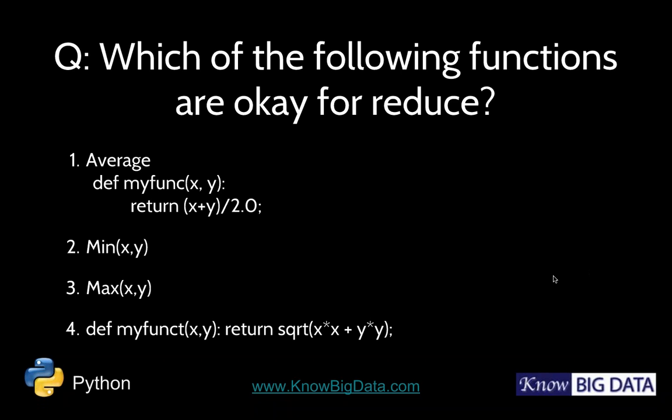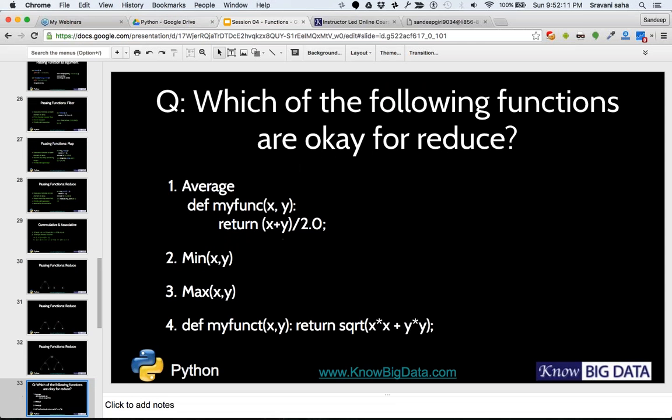Rahul says 2 and 3. That's correct. What about first and fourth? So 2 and 3 are obviously correct. Now the question is about first and fourth. Do you want to try it out if you don't believe me? Alright, let me show you.